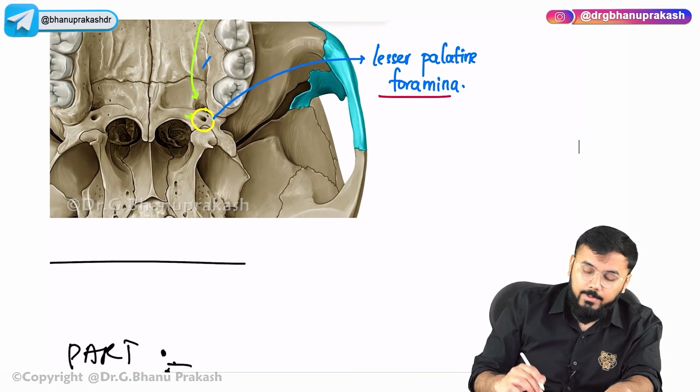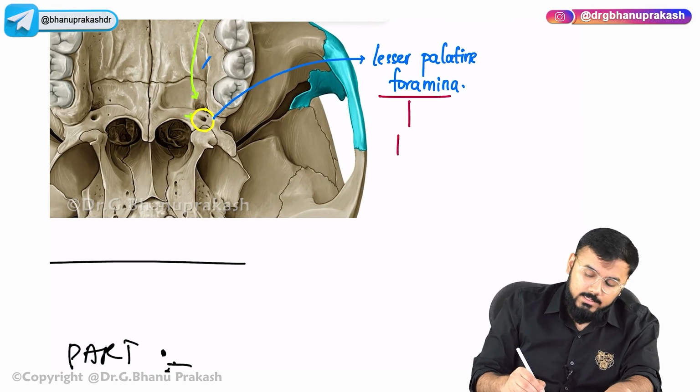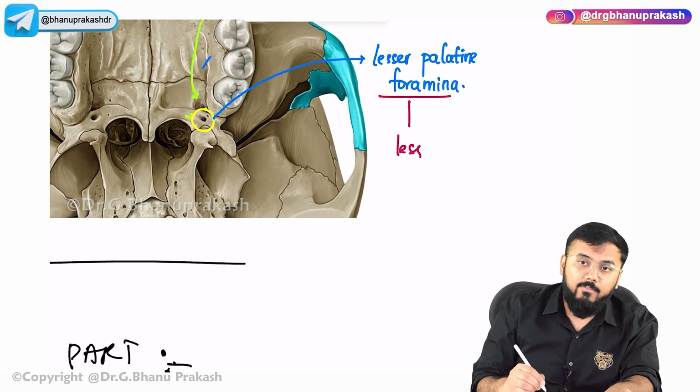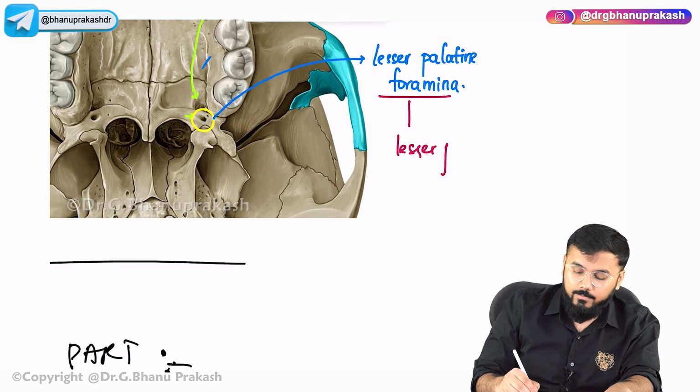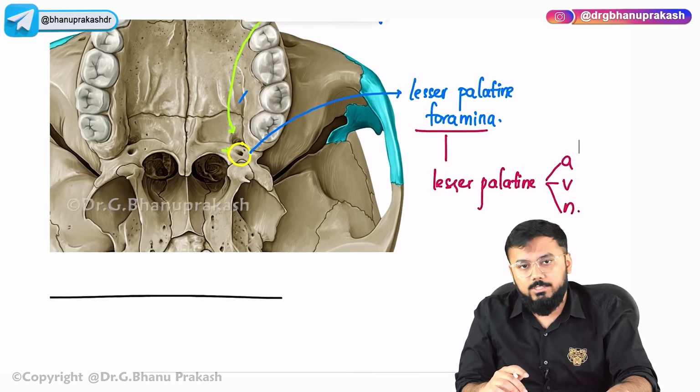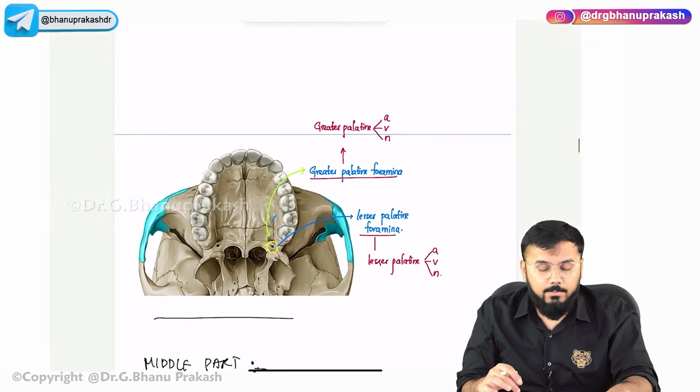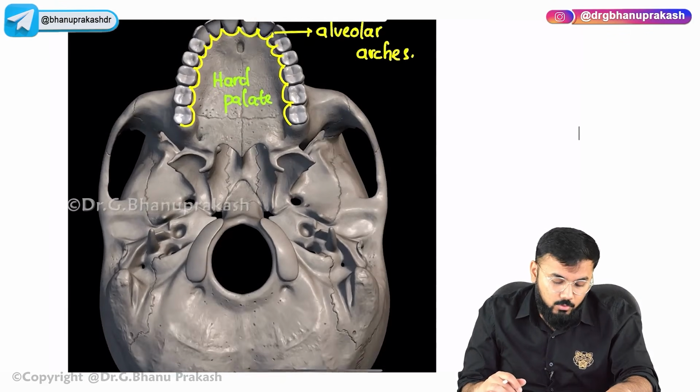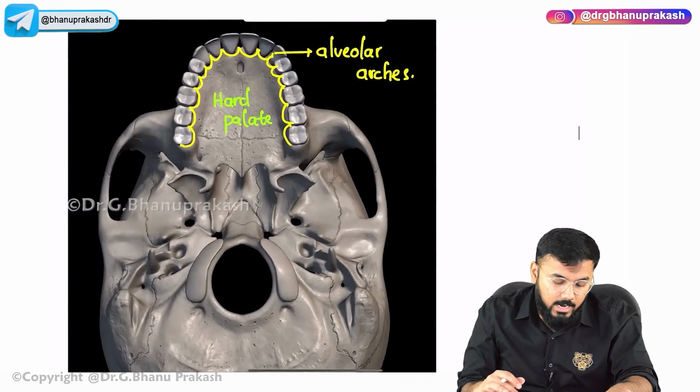In the same way, what structures pass through the lesser palatine foramen? The lesser palatine artery, vein and nerve. These are the three structures that pass through the lesser palatine foramen. Okay, so what are the structures we have discussed so far in the hard palate?